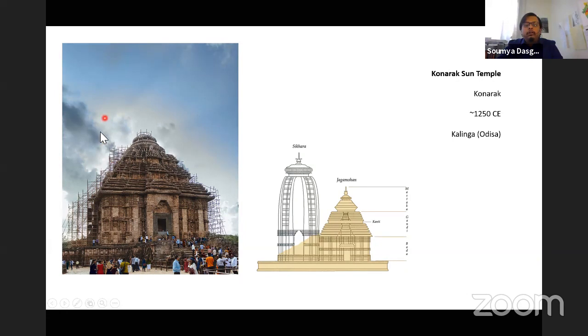But again, we may not see the actual design, as we don't have evidence of it. But again, this is a very important example of the Nagara style.